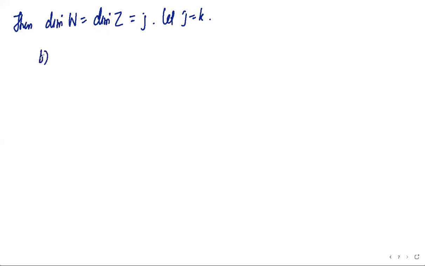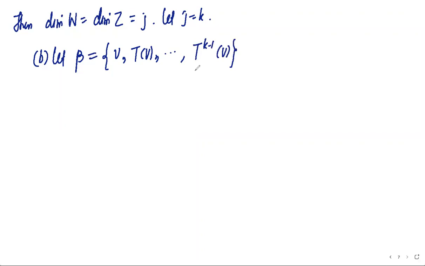Now let's come to part number 2 of this theorem. Now let beta equal to V, T of V up to T^(k-1) of V be the basis for W.